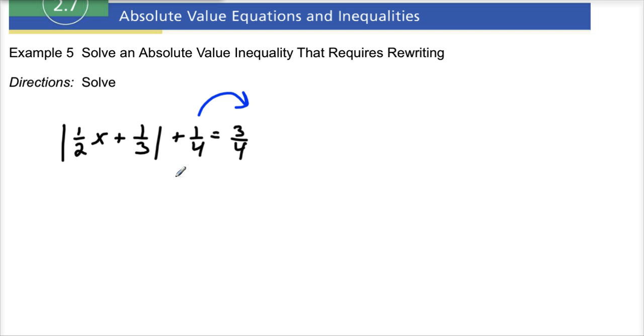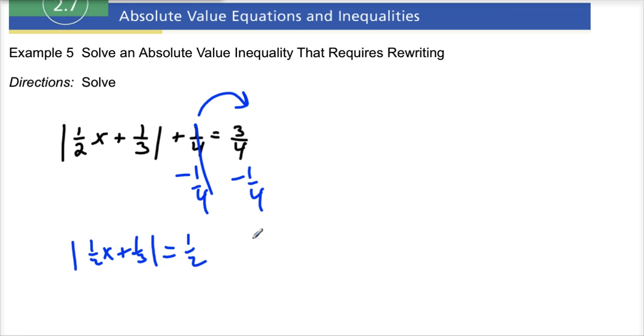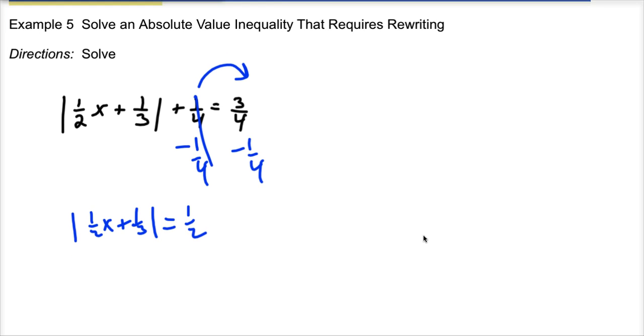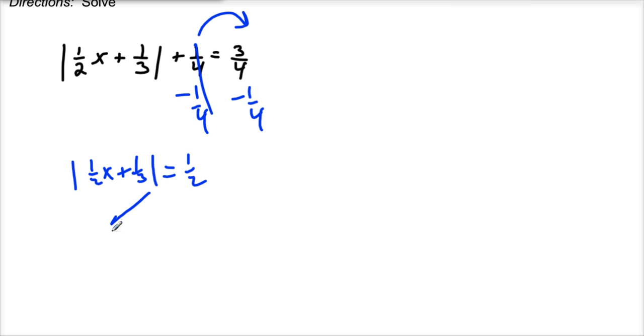I'm going to put this guy over here by subtracting 1/4 on both sides. I kind of made this easy for you by making a common denominator here. So we have a half x plus a third is equal to 2/4, right? 3 minus 1 is 2, so 2/4 is going to give us just 1/2. All right, now we can go ahead and write both of our equations.